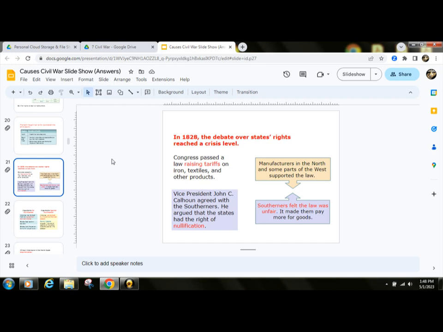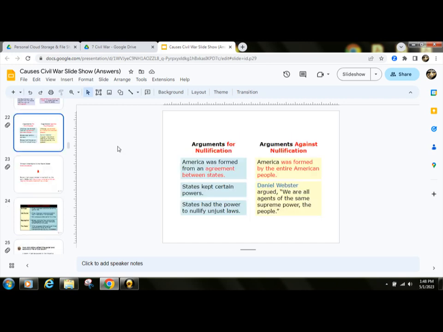So manufacturers in the North and some parts of the West supported the law. Remember, they wanted roads, they wanted infrastructure. Southerners, though, felt the law was unfair and made them pay more for goods. Because remember, the South is not buying goods from the North, right? They're buying their goods from manufacturers in England. So tariffs are a big cause of the Civil War.